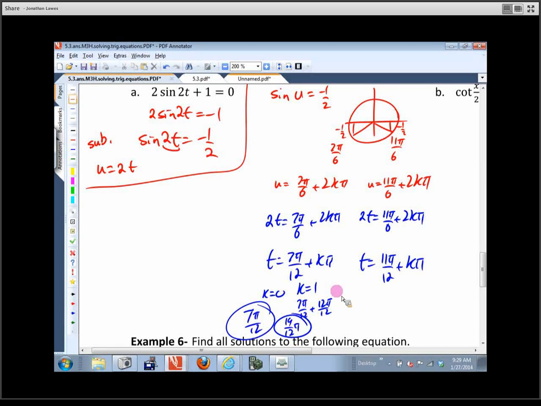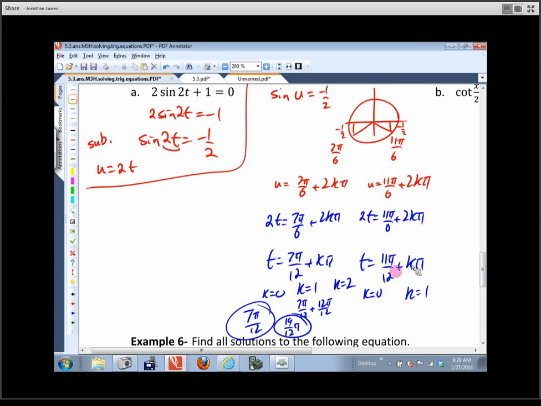Okay. What if I plugged in a k equals 2? Why wouldn't it work, Brandon? Couldn't have said it better myself. If you plug a 2 in here, that's already 2 pi, and then you're going to add more to that. That's definitely going to be outside our interval of 0 to 2 pi. So we're going to do the same thing on this one. Let's plug in k equals 0 and k equals 1.